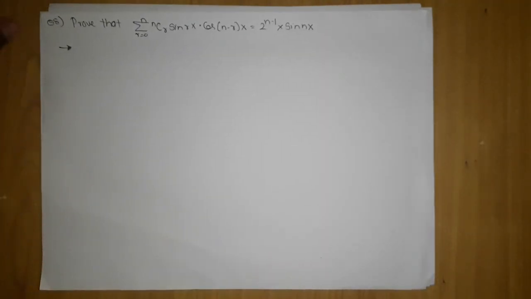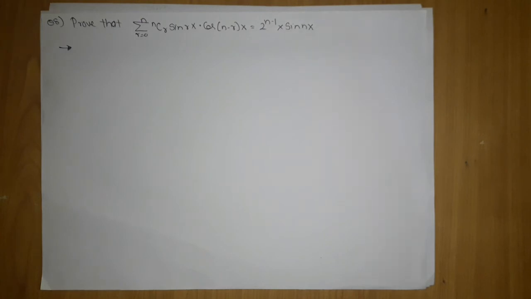Now let's move on to the next question. The question says, prove that the summation r equals 0 to n of nCr sin rx cos (n minus r)x is equal to 2 to the power n minus 1 into sin nx.